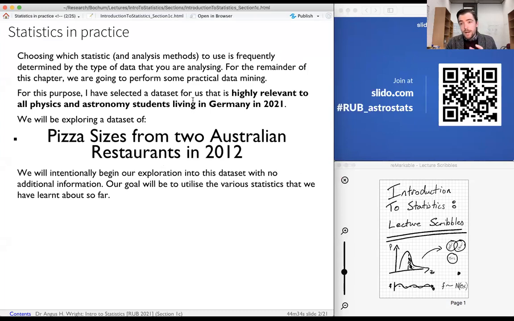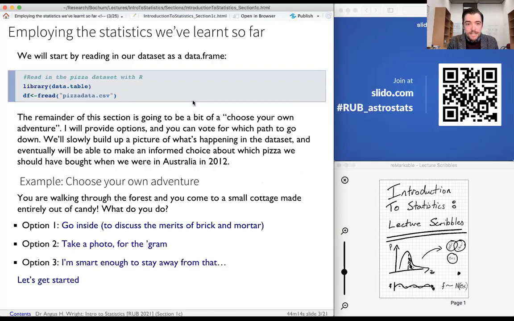Basically, we're going to go through this data set knowing nothing about it from the beginning and try and extract the information that we want so that we can make an informed choice about which pizza to select and which restaurant to order from. And the way in which this is going to be interactive is that I've created something of a choose your own adventure.